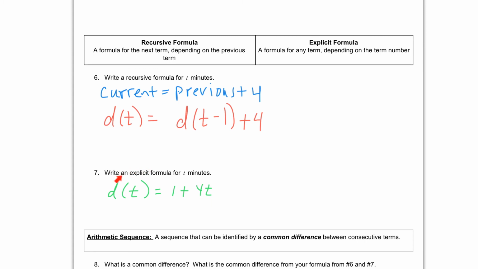Again, the explicit can give us that equation or that number of dots real fast, where the recursive formula is going to be used if we just want to know the next term in line rather than knowing one that we don't have the previous term for.